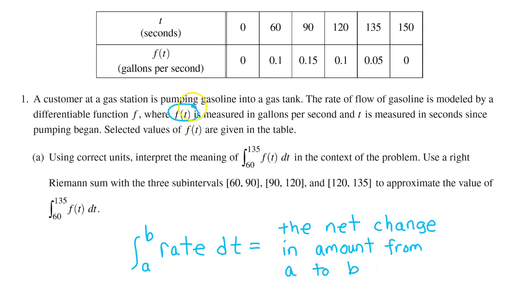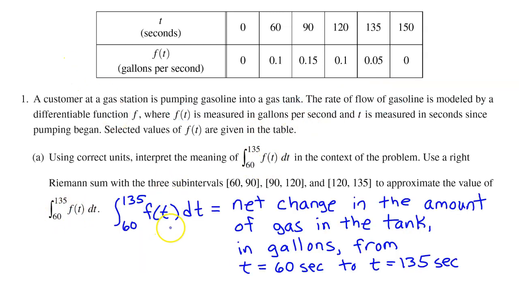Notice that f of t is the rate at which gasoline flows into the tank. So this integral is the integral of a rate. I told you that in general, the integral of a rate is equal to the net change in the amount. In this case, we have the integral of the rate at which gasoline pours into the tank from 60 to 135. So this will equal the net change in the amount of gas in the tank in gallons from t equals 60 seconds to t equals 135 seconds.